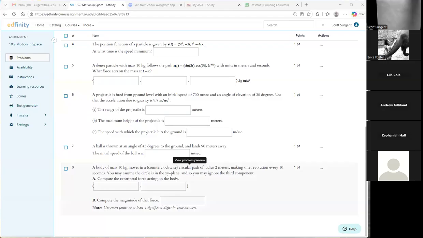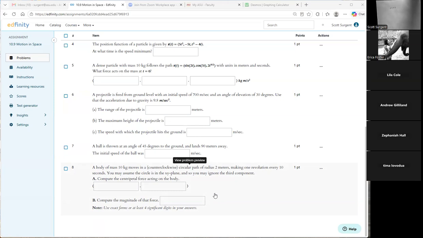Let's see what that one looks like. 10.9, number 8. A body of mass 10 kilograms moves in a counterclockwise circular path, radius 2 meters, making one revolution every 10 seconds. You may assume the circle's in the XY plane. All right, that one's not too bad. Let's do that one. This will be our last one.